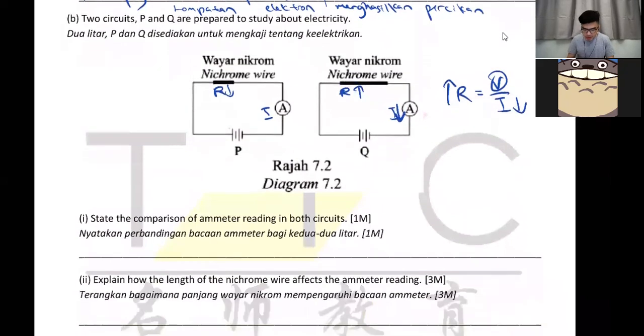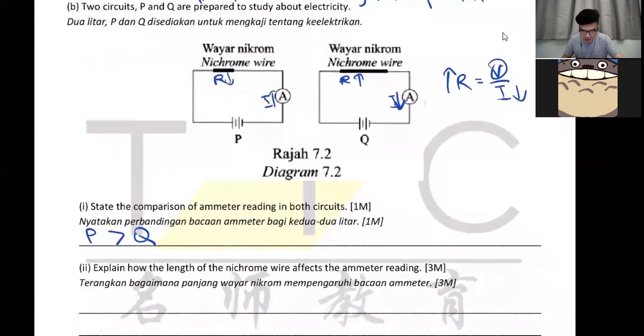So compare the ammeter reading. The ammeter reading of P is higher. Just write like this: P is going to be higher than Q. Bacaan ammeter P lebih tinggi daripada Q. Ammeter reading P is higher than Q. So write like that. I'm just writing short form for you so that it's easier for you to revise.